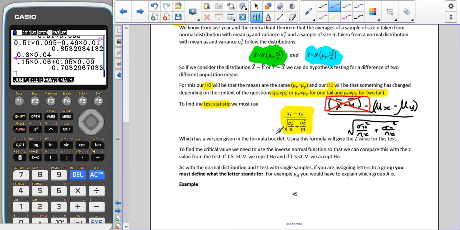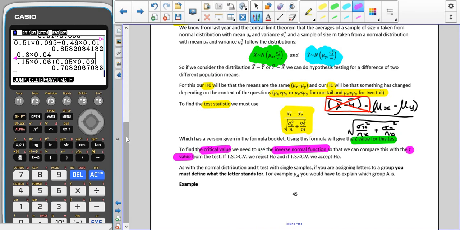So as I was saying, there is a version given in the formula booklet. This formula is for the Z values for the test. And because this gives us the Z value, that means that we are going to have to compare that with a Z value. So for the critical value, remember that this here is going to give us the Z value. And because we need to compare that to another Z value, we're going to get our critical values by using the inverse normal function so we can compare this to our Z value.